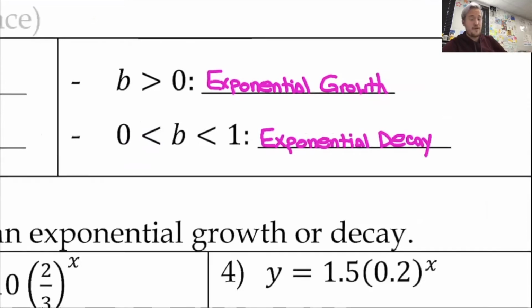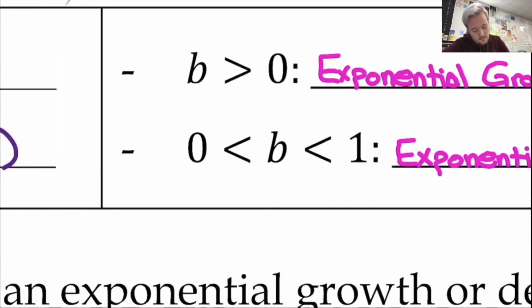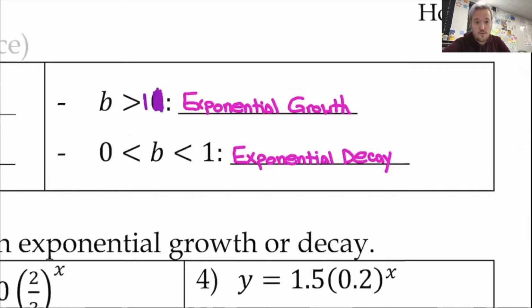So if your b value is bigger than 1, then it is a growth. That should be bigger than 1, not 0. That's a highlighter. It's bigger than 1, that is a growth. All right. However, if it is less than 1 but greater than 0, that is going to tell you it's a decay.